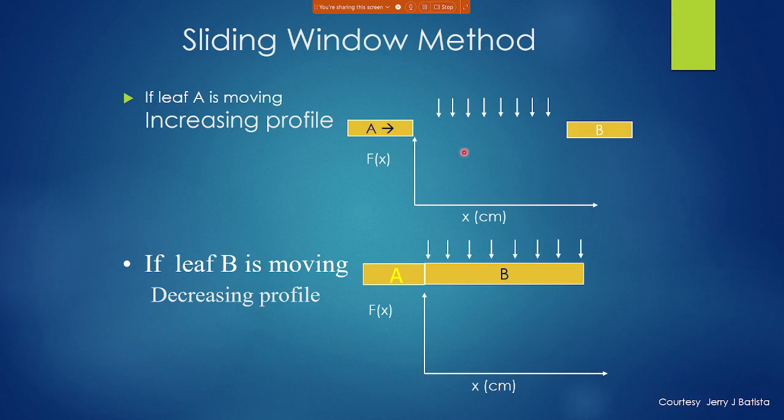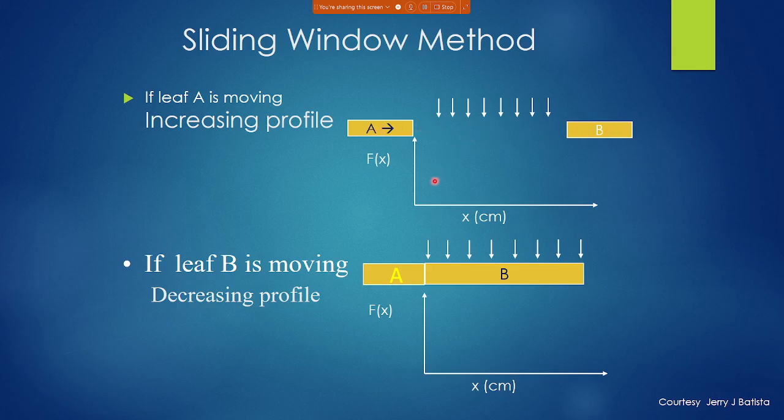Let us look at the last one, which is the sliding window method, right? Now all linacs have sliding window, so it should be possible to deliver. So let us look at 2 leaves here. One is bank A and the other is bank B. This A can move in this direction, this B can move in this direction, right?